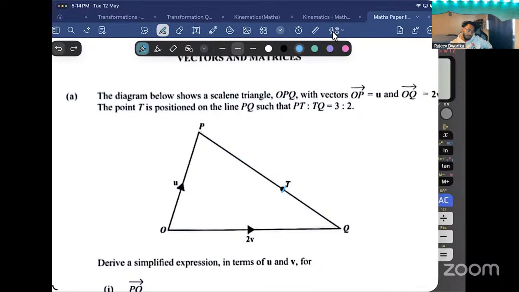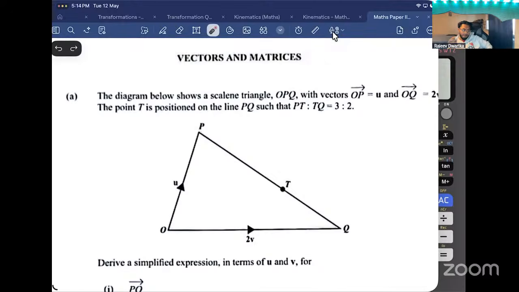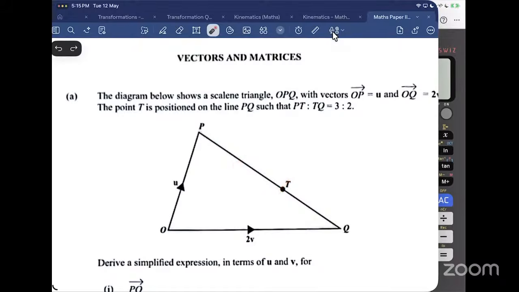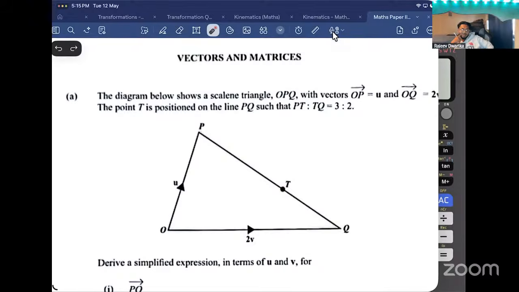Wait, so let me analyze it. I don't want to just take that at face value. You know, like ratios you add up and you find the total. But let me check something real quick. So P to T, T to Q. So in this question, you might think it's 3, but is it 3 parts? No, it's really how many parts? 5. Real sneaky, CXC, real sneaky.